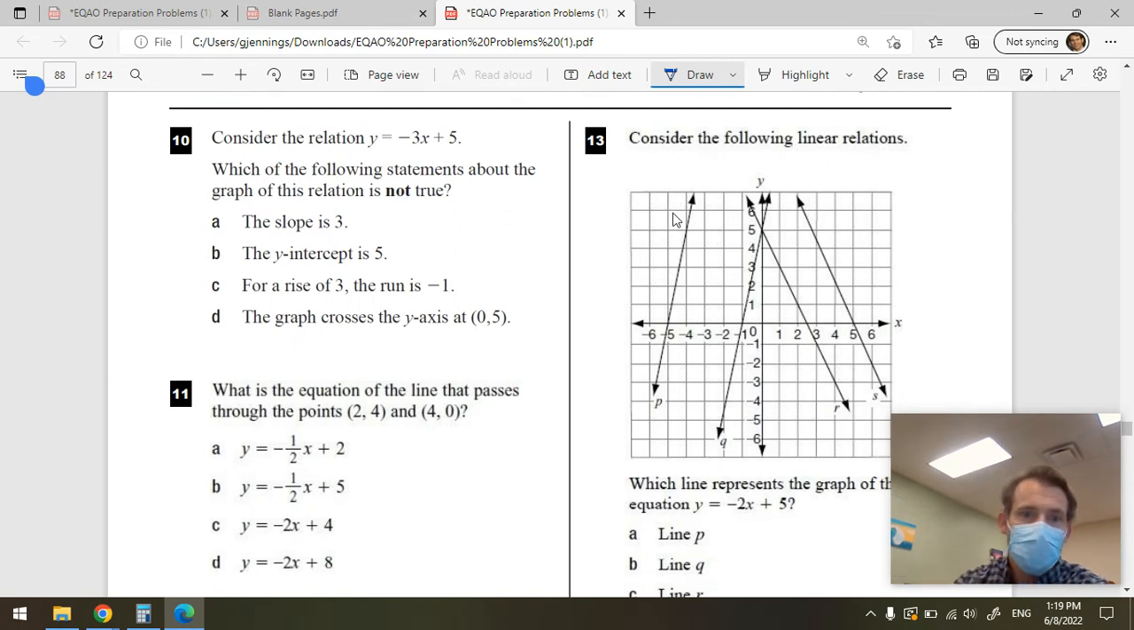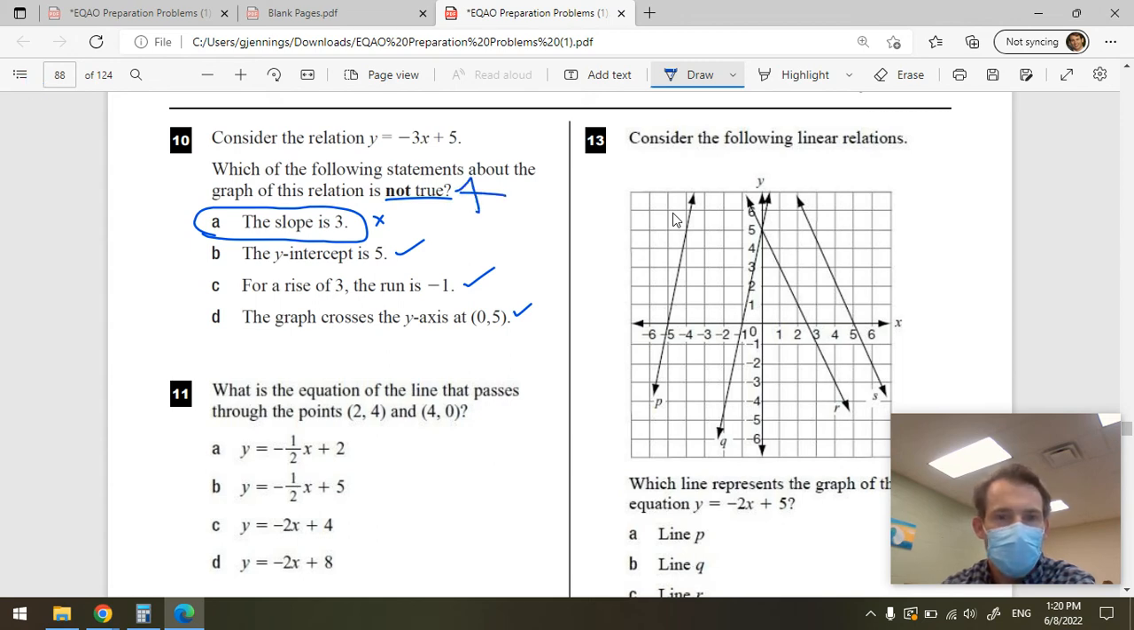Consider this relation. y is equal to negative 3x plus 5. Which of the following statements about the graph is not true? The slope is 3? That's not true. The slope is negative 3. The y-intercept is 5. That's true. For a rise of 3, the run is negative 1. That's true. The graph crosses the y-axis at that point. That's true. Okay? This one is not true. So that's the correct answer. Read questions carefully.